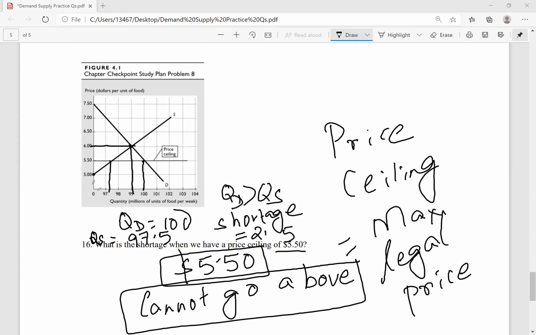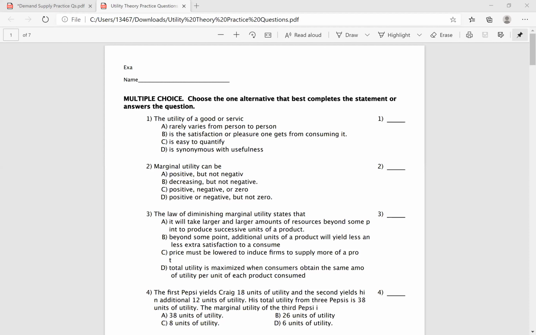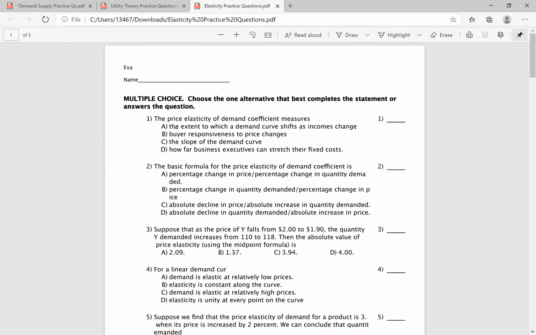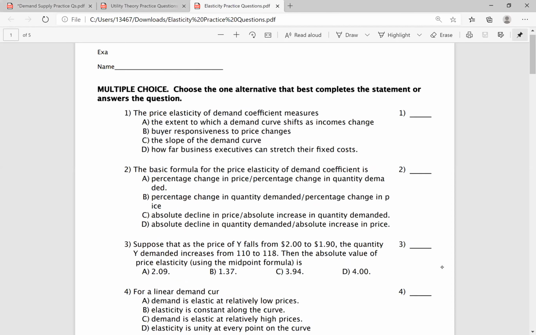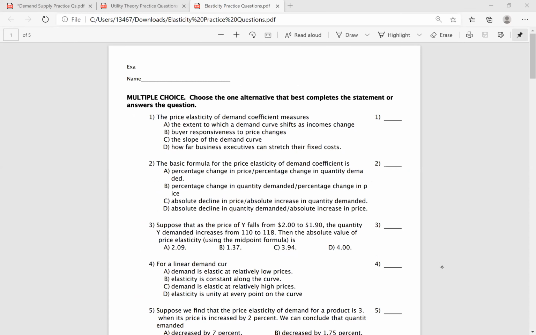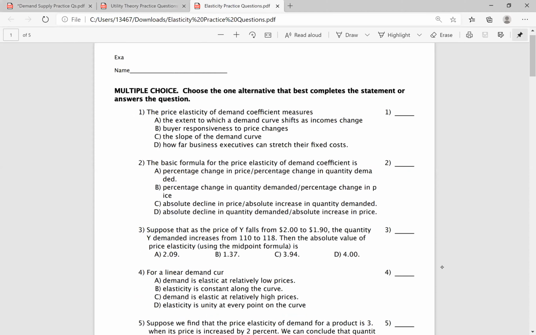All right, I'm going to go to the next set of questions here. The next set of questions will be on the chapter on elasticity. So let me share another set of questions. Okay, so this is a new share and this is on the chapter on elasticity.